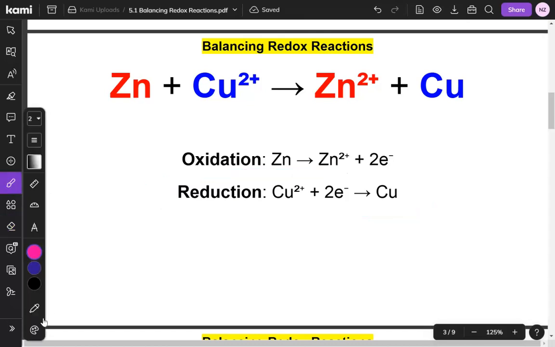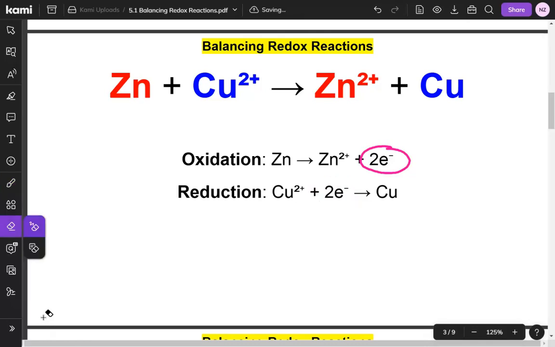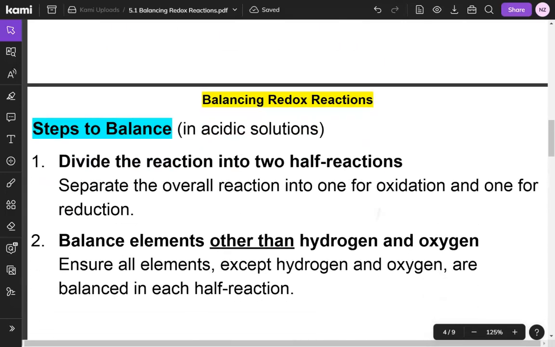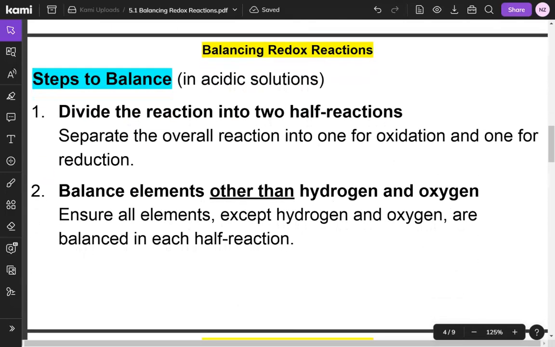Now this is key. Notice the electrons are on the product side and the reactant side. One equation has them on the product side, one equation has them on the reactant side. This is going to be important for balancing. So let's go through the steps. I'm going to talk through the steps, and then we're going to do two examples where we use the steps to balance a redox reaction.